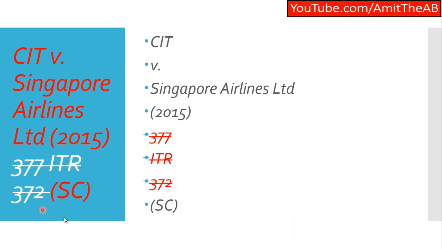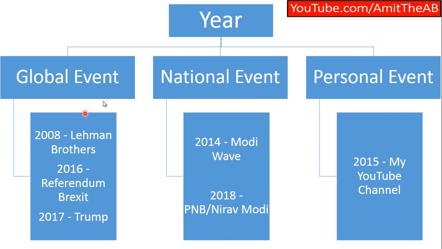Now we have dealt with Supreme Court. Let's go to year. Again, year the same thing. You have to remember each and every year with one single image or one single thing. Now for that you can divide it in three parts, that is global event, national event and personal event.